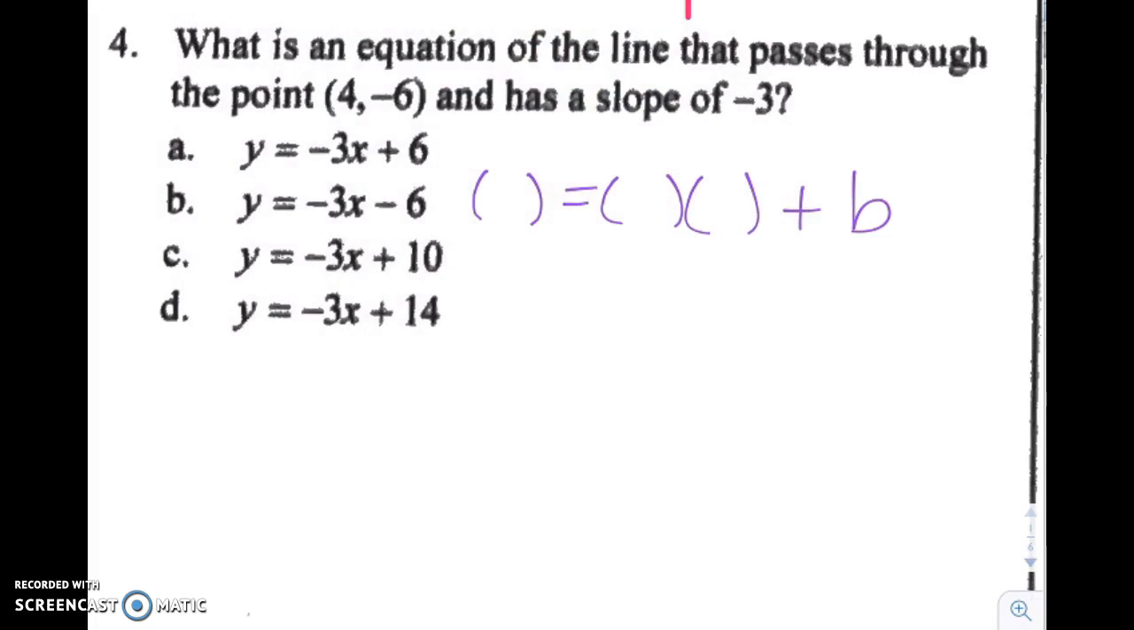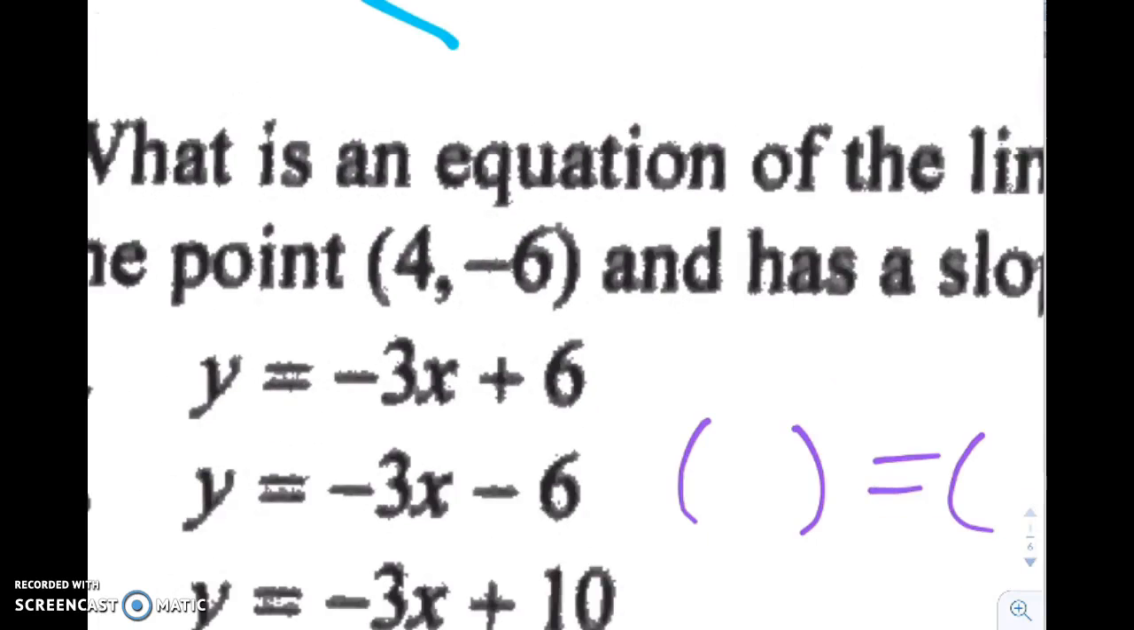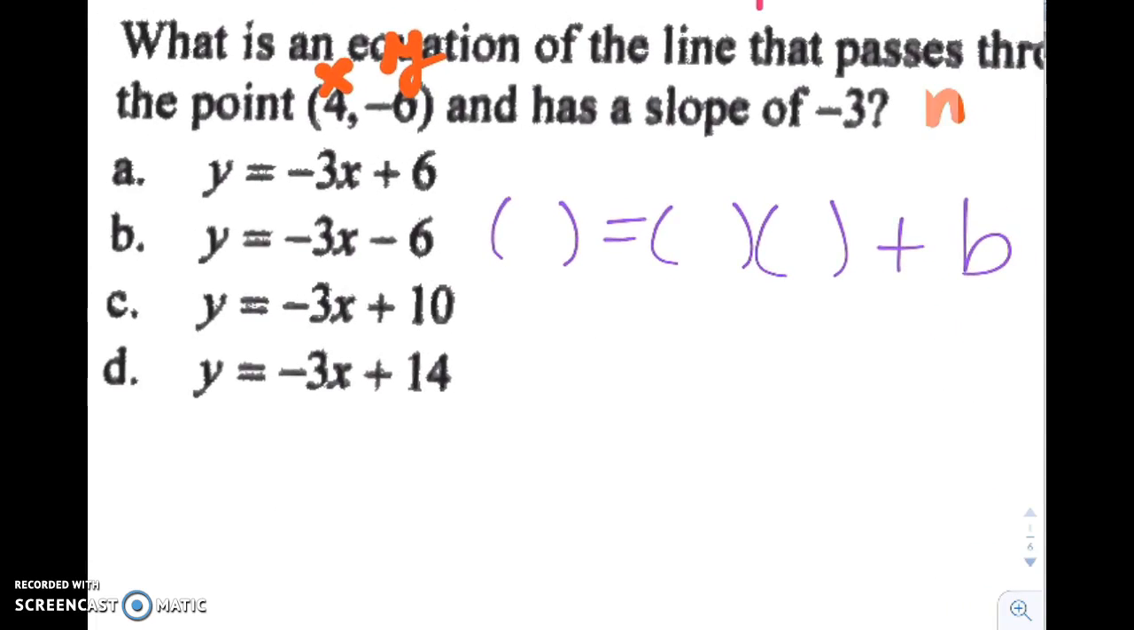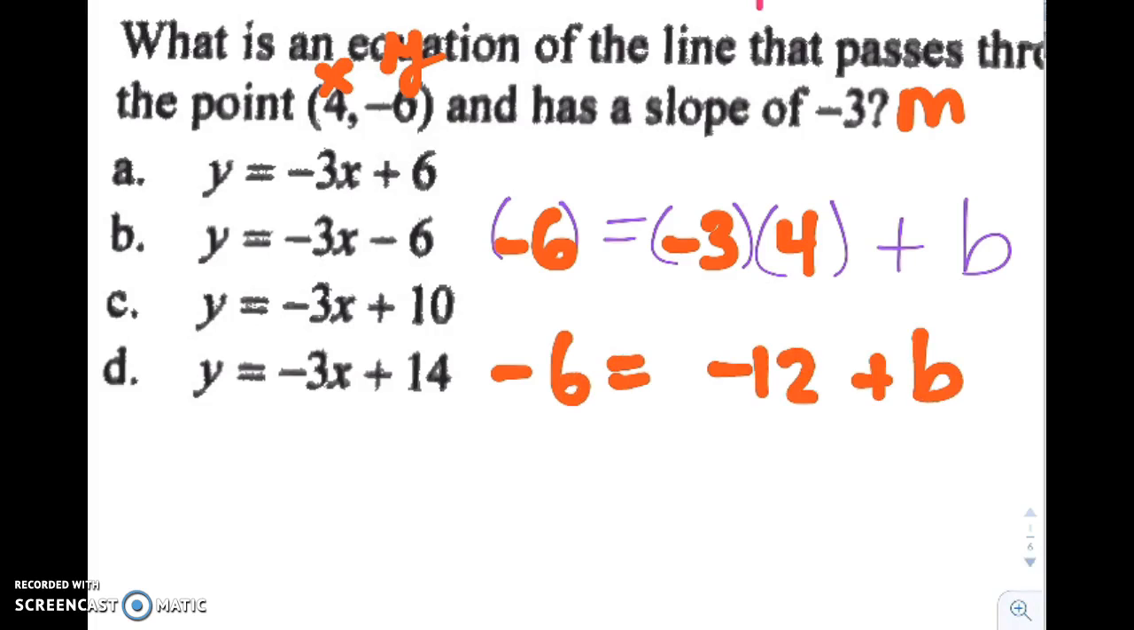Number 4 is the same y equals mx plus b that we've been doing over and over and over. They give us an x, they give us a y, and they give us an m. So we're just going to plug in our y, our m, and our x. We have -6 equals -12 plus b.